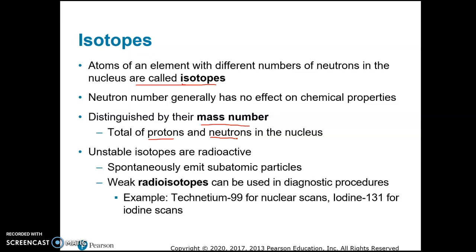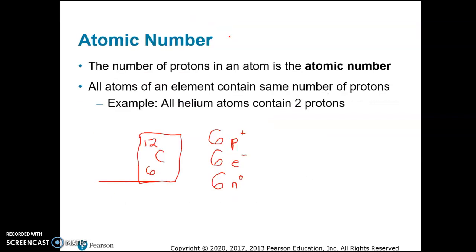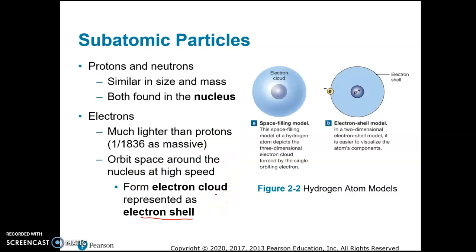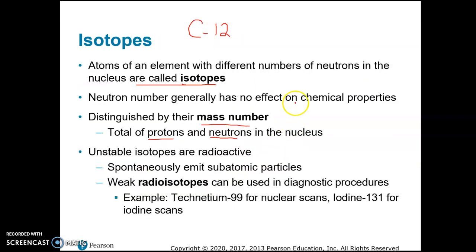So if we've got carbon 12, for example, the mass number is 12. I'll just draw it like this, carbon 12. Okay, that means the mass number is 12, and when we go back to this slide, remember we calculated 12 take away 6, that gave us 6 neutrons. Well, there's also an isotope of carbon called carbon-13.